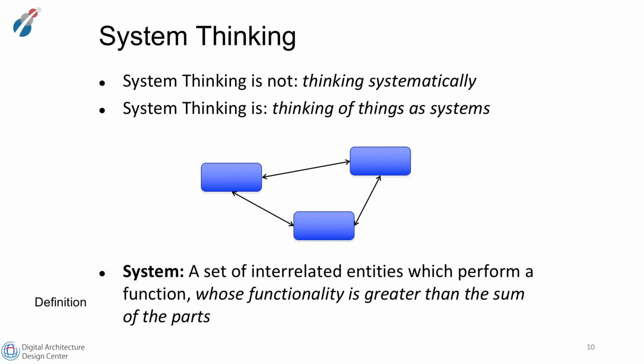So I will proceed and discuss systems thinking. Systems thinking is not the same as thinking systematically, so having an organized way to think about things in general. It's thinking of things as systems. And so what is a system then? A system is essentially a set of interrelated entities. They could be physical entities, they could be informational entities, but the key is that these entities have relationships with each other, and together they perform one or several functions.